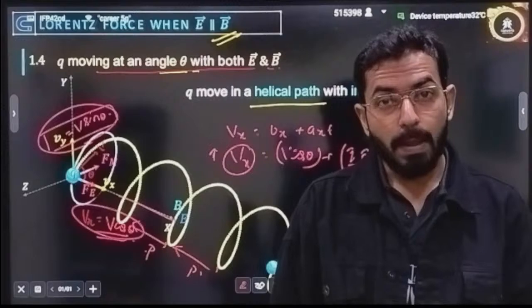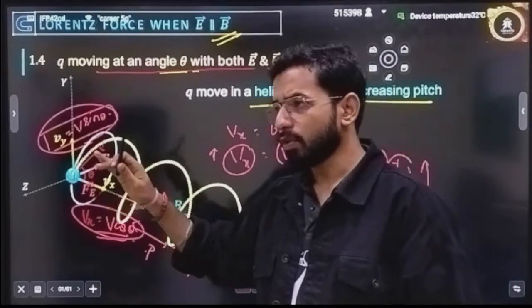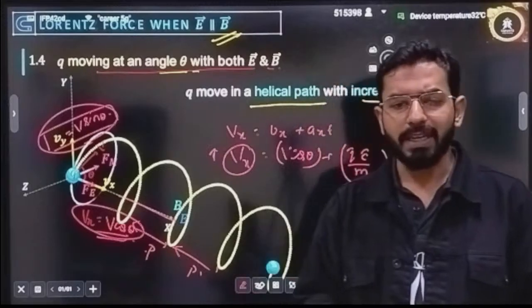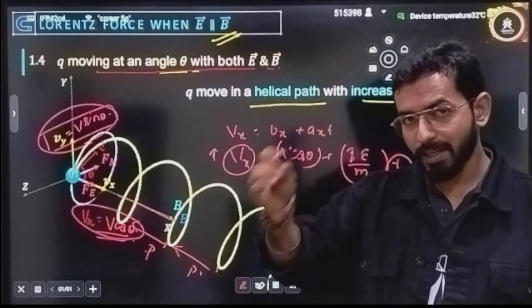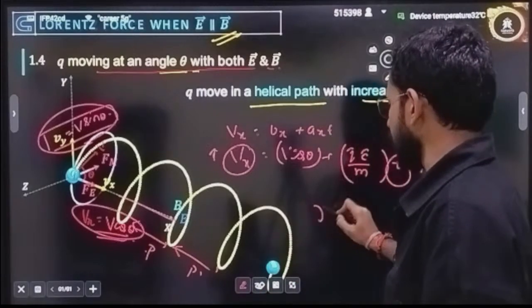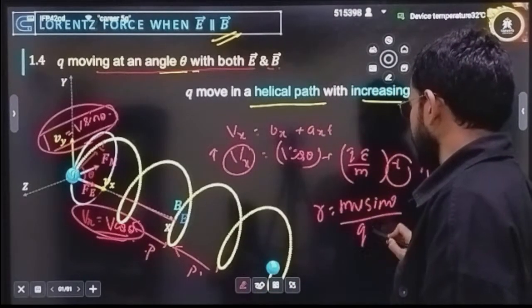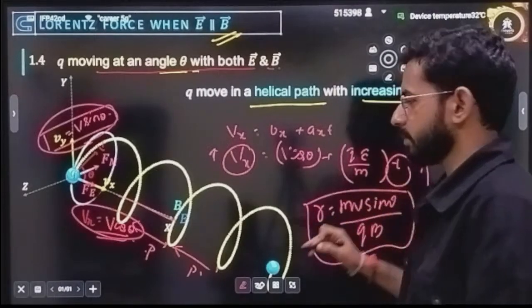Is it clear? But the velocity in y direction is not increasing, because there is no force responsible for increasing that velocity in y direction. That means this radius is actually going to be constant. And the formula is r equals m v sin theta divided by qB, which is the radius.